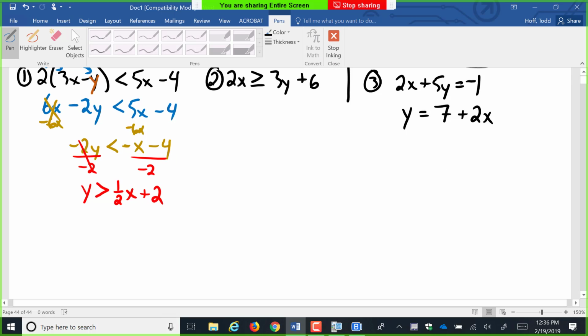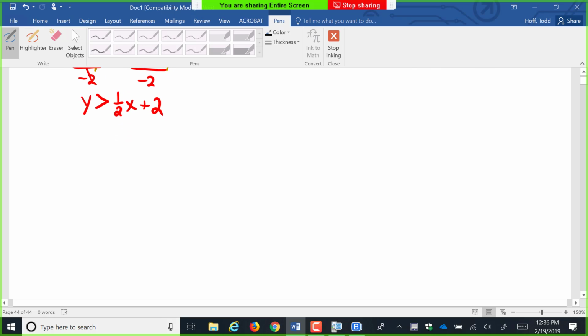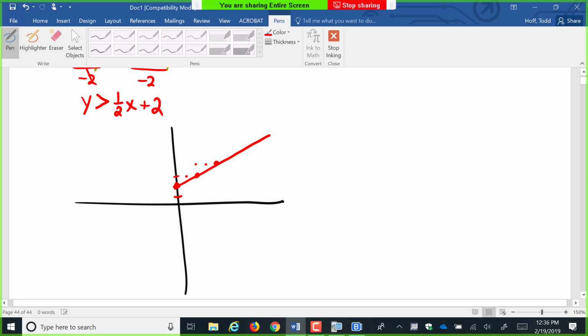So let's graph that one quick. As we graph that one, where would we start? 0, 2 is where our y-intercept would be. And from there we go up 1 and over 2. Perfect. Is it a solid line or dashed line? It is dashed because it is strictly greater than.